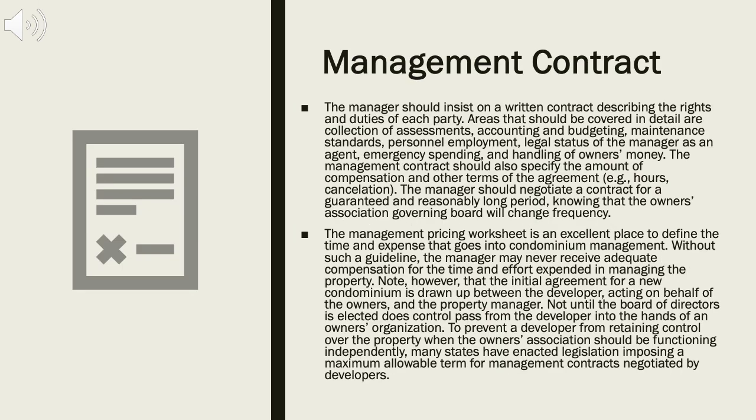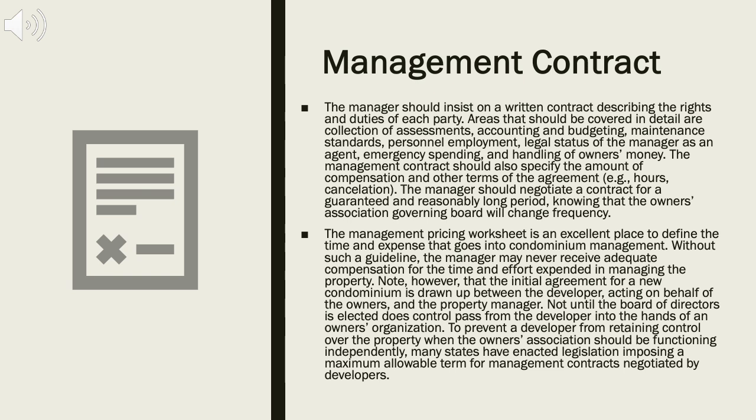The manager should insist on a written contract describing the rights and duties of each party. Areas that should be covered in detail are collection of assessments, accounting and budgeting, maintenance standards, personnel employment, legal status of the manager as an agent, emergency spending, and handling of owner's money. The management contract should also specify the amount of compensation and other terms of the agreement, e.g., hours, cancellation. The manager should negotiate a contract for a guaranteed and reasonably long period, knowing that the owners' association governing board will change frequently.